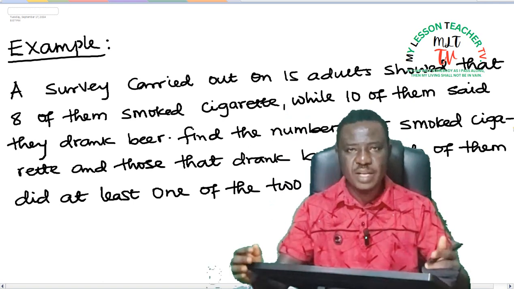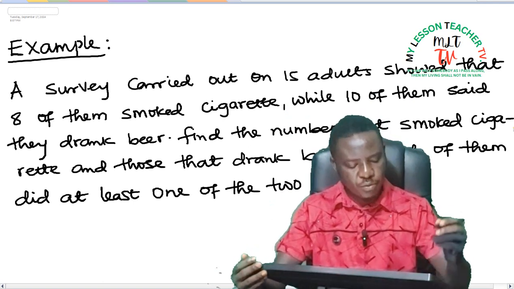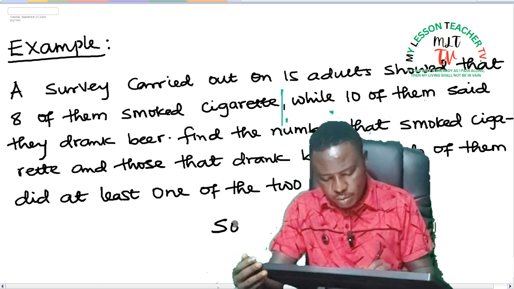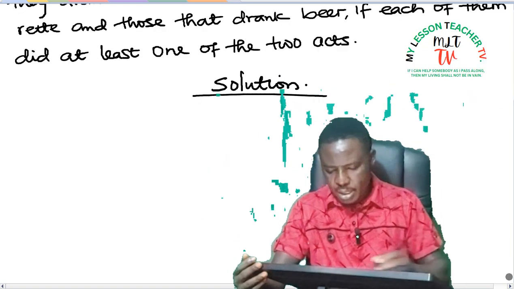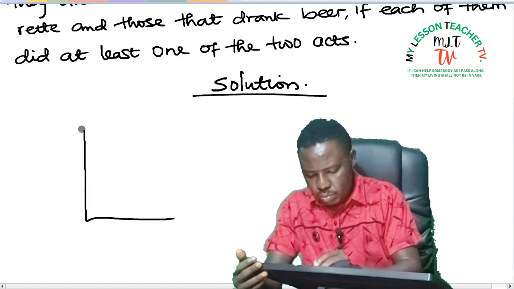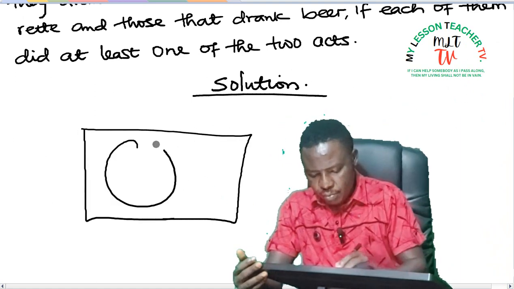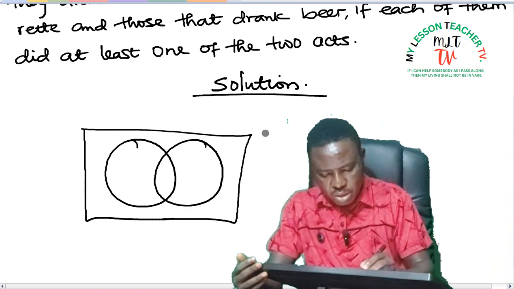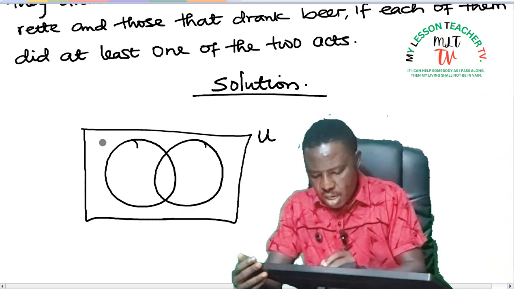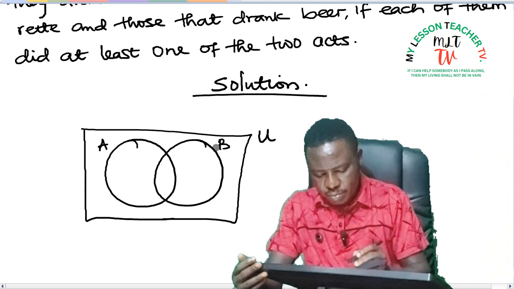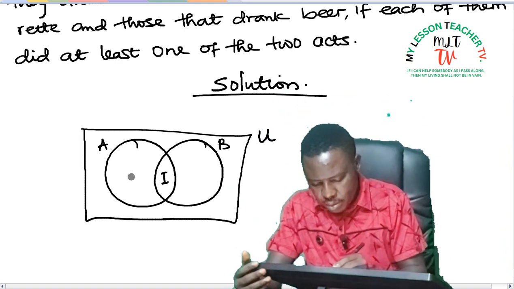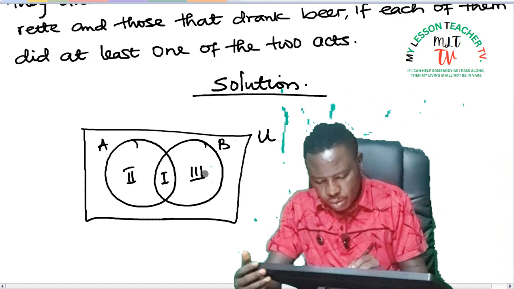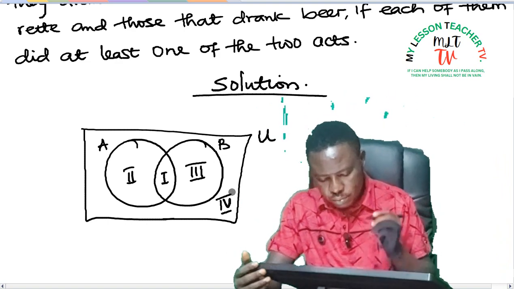We are going to use the Venn diagram in representing them. Before we go into the solution, let me explain something on the Venn diagram. If it is a two subset problem, this is the Venn diagram for it, where this is said to be the universal set. I'll call this set A, set B, and this set is divided into regions 1, 2, 3, 4.